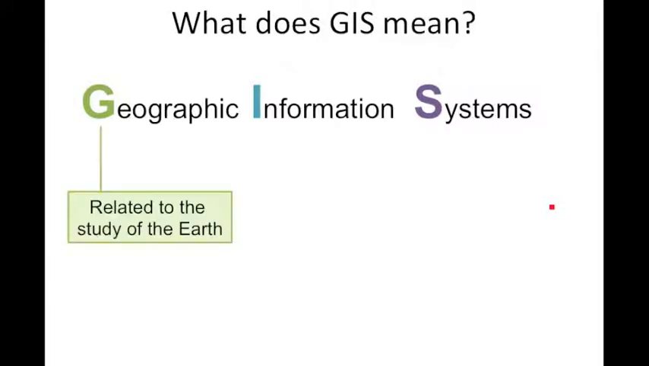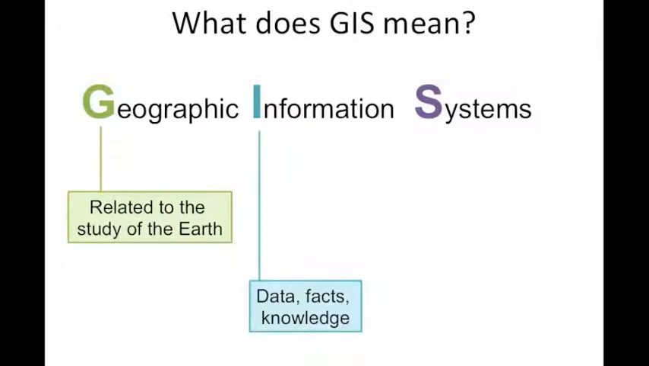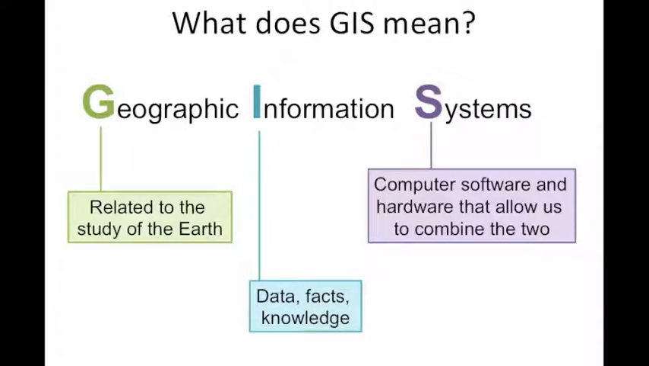Okay, so what does GIS mean? It stands for Geographic Information Systems, or sometimes you'll hear science for the S, but systems in general. Geographic means we're talking about the study of the Earth, just to break down what all the parts mean. Information is any sort of data, facts, knowledge that you have. And systems is the computer, software, and hardware that allow us to bring these two together.